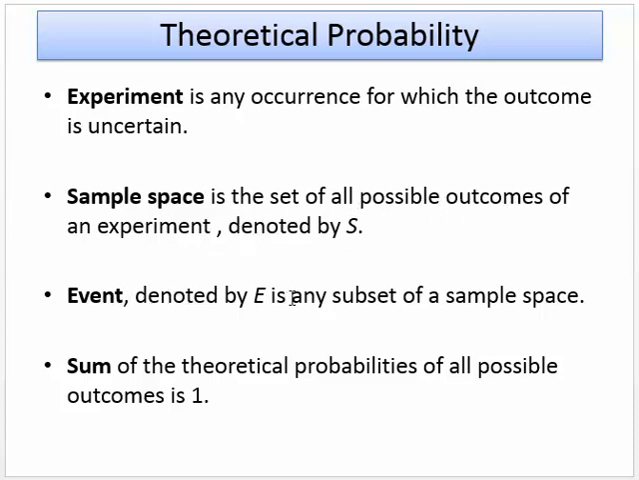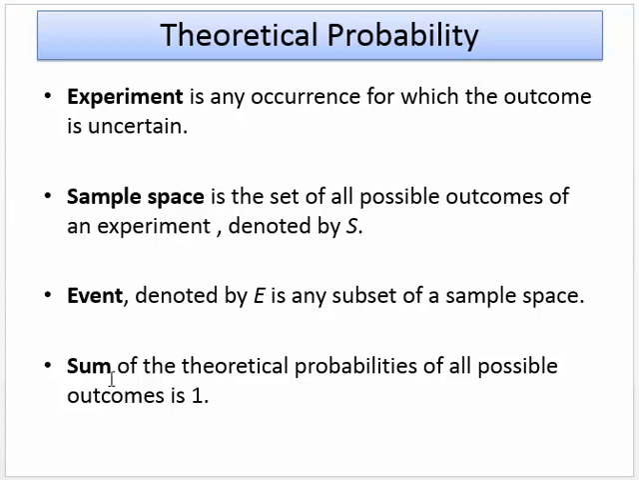An event, denoted by E, is any subset of a sample space. So an event might be, let's say the sample space is shooting a free throw, so the sample space is make it or miss it. An event would be one of those two things, such as make the free throw. Rolling a die, the event might be rolling a 2, whereas the sample space is 1, 2, 3, 4, 5, 6.